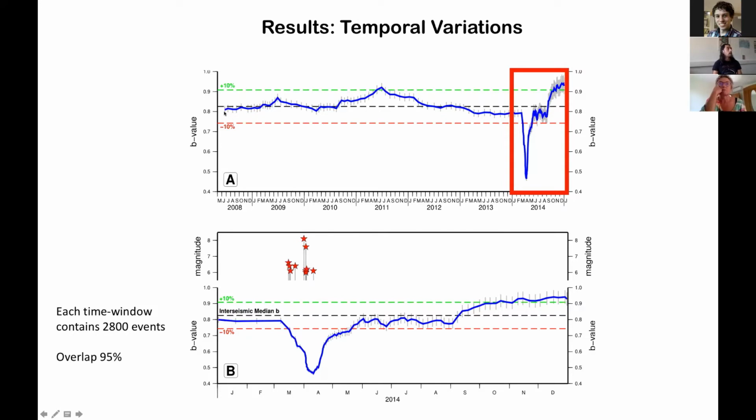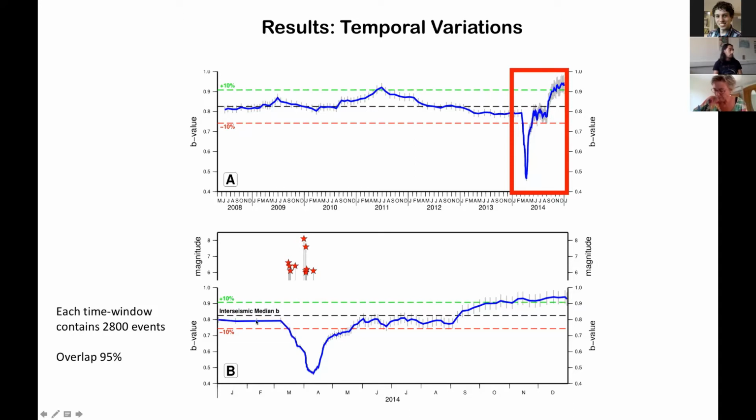Okay, so we see the b-value during the interseismic period stays around 0.85. There is a relatively sustained increase in b-value up to mid-2011, after which the b-value decreases, very slowly and in a sustained way, which we could interpret as stress being accumulated at the interface, until we arrive in 2014, which we can see here in the lower panel.